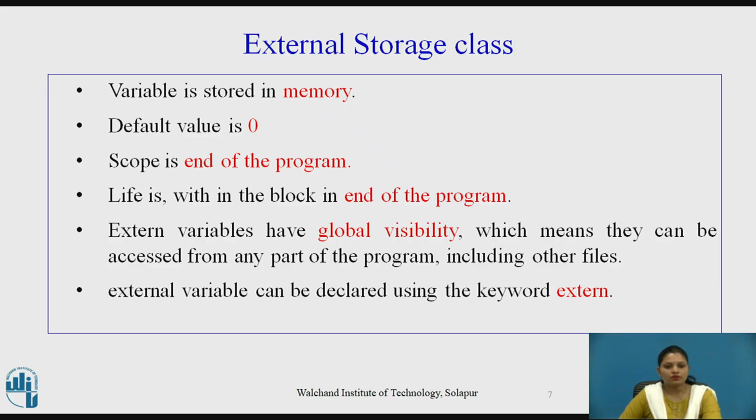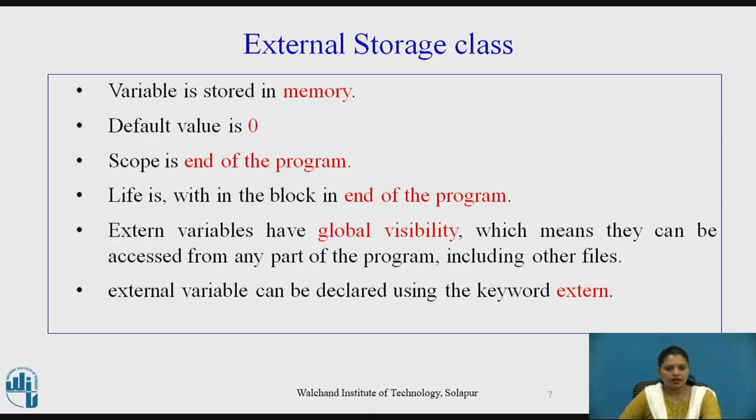The fourth type of storage class is external storage class. The external storage class in C programming enables a variable to be declared such that it can be shared and accessed between multiple source files. When declared with the external storage class, variables are stored in global memory and can be accessed by all the functions within the same program.